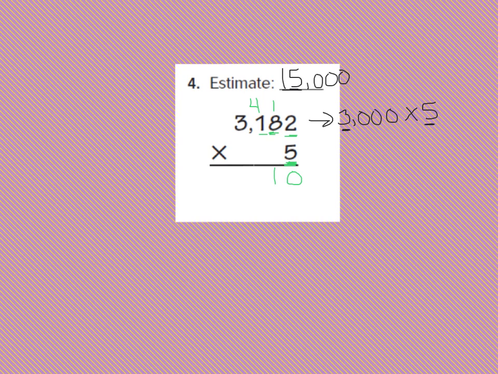5 times 1 is 5 plus 4 gives me 9 hundreds. Now the 5 times the 3,000, 5 times 3 is 15. Drop down my 15. So my product is 15,910, which is very close to my estimate, which is 15,000.